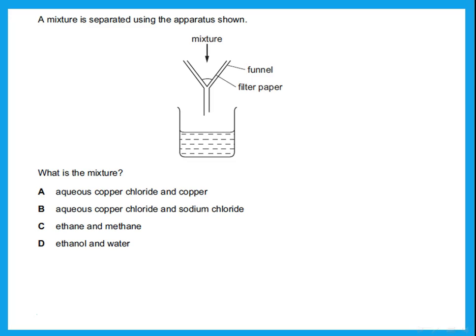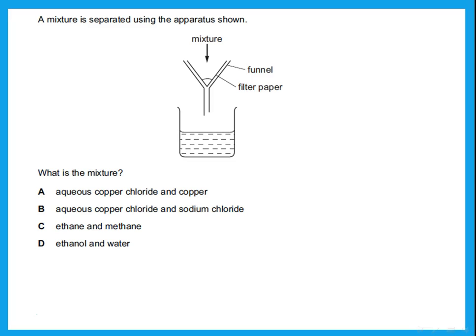Okay, the first question that you have in there is a mixture is separated using the apparatus as shown. What is the mixture? Now, obviously, what he's doing is filtration. And remember that we said filtration is used to do what? It is used to separate two things. One of them is insoluble and the other is soluble. So you want a mixture in which one of them would remain on the filter paper and the other one would go down as filtrate.